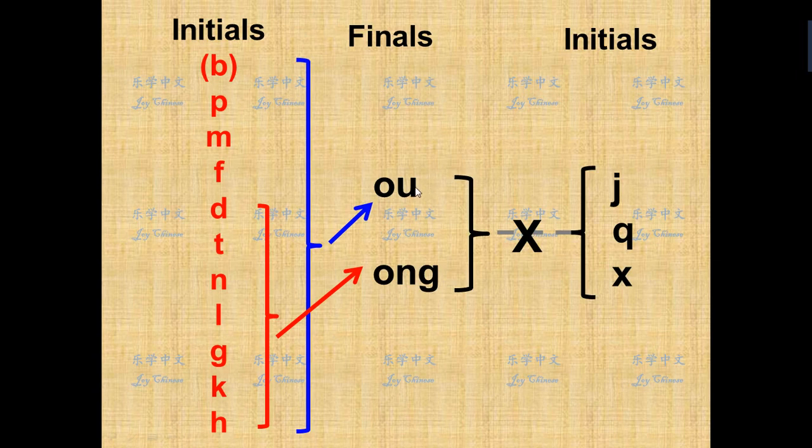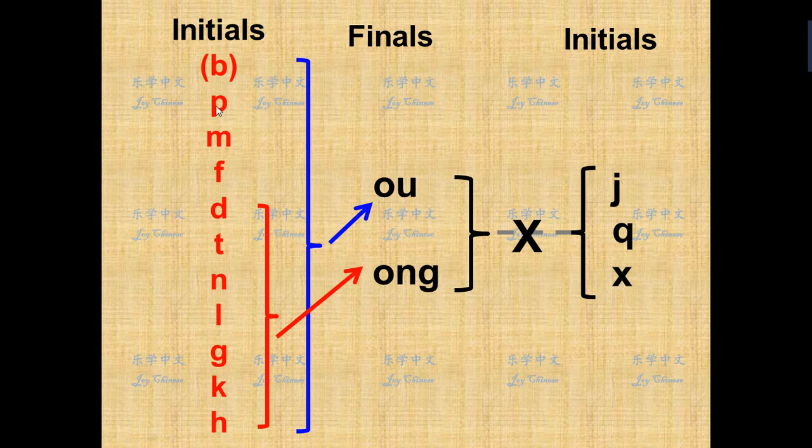Here, o can combine with bo, po, mo, fo, de, te, ne, le, ge, ke, he, and ong can only combine with de, te, ne, le, ge, ke, he. When o combines with b, we don't write the o in front of it, because of that I put a bracket in here. Please remember, both of these finals cannot combine with ji, qi, and xi we have learned in the last video.